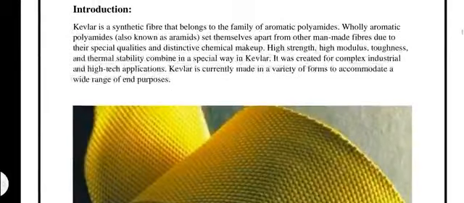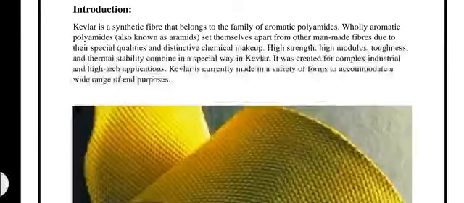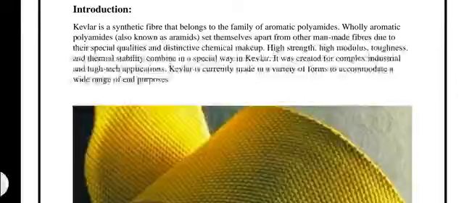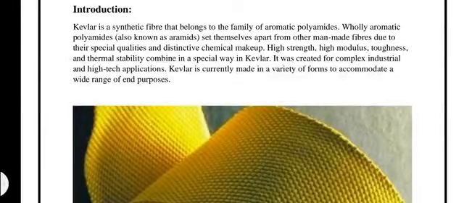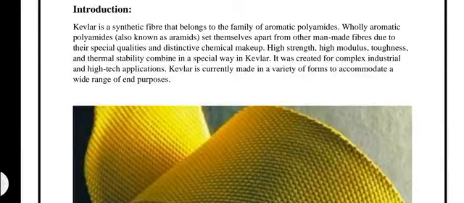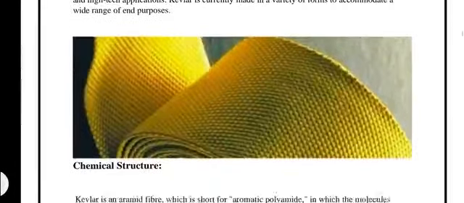Then I will describe the introduction. Kevlar is a synthetic fiber that belongs to the family of aromatic polyamides. Aromatic polyamides set themselves apart from other man-made fibers due to their special qualities and distinctive chemical makeup. High strength, high modulus, toughness, and thermal stability combine in a special way in Kevlar. It was created for complex industrial and high-tech applications. Kevlar is currently made in a variety of forms to accommodate a wide range of end products.